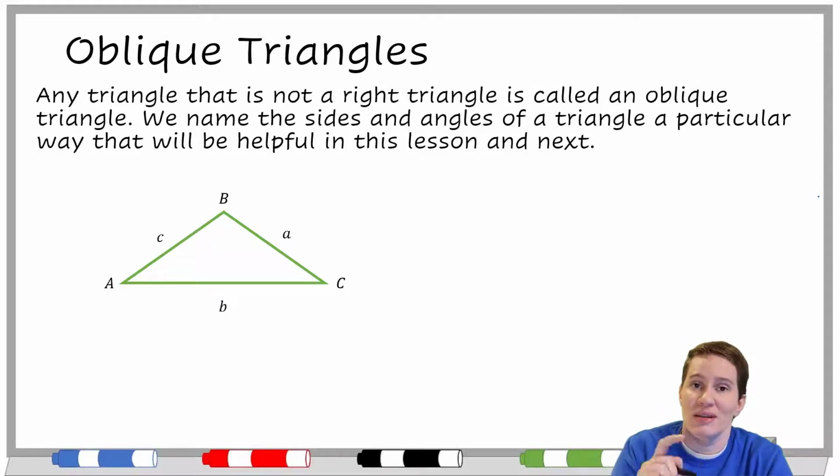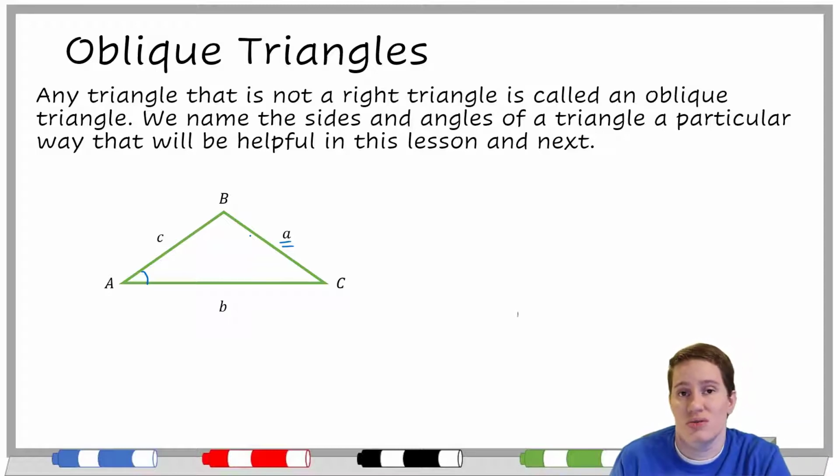And so what we do is we name them strategically to address that relationship. We use capital letters for the angles, and then we use lowercase letters for the sides, but we match them up so that angle A, which is right here, is a capital A, but then the side across from it that goes with that is a lowercase a. And that's going to be helpful. That's the naming convention that we're going to use in this lesson as we go along.